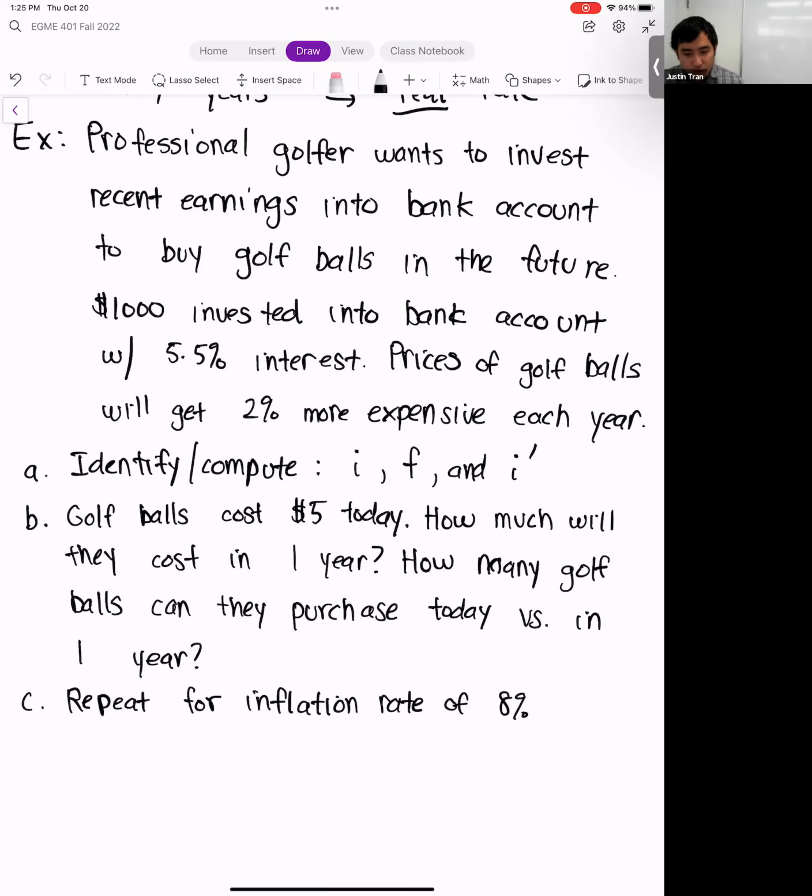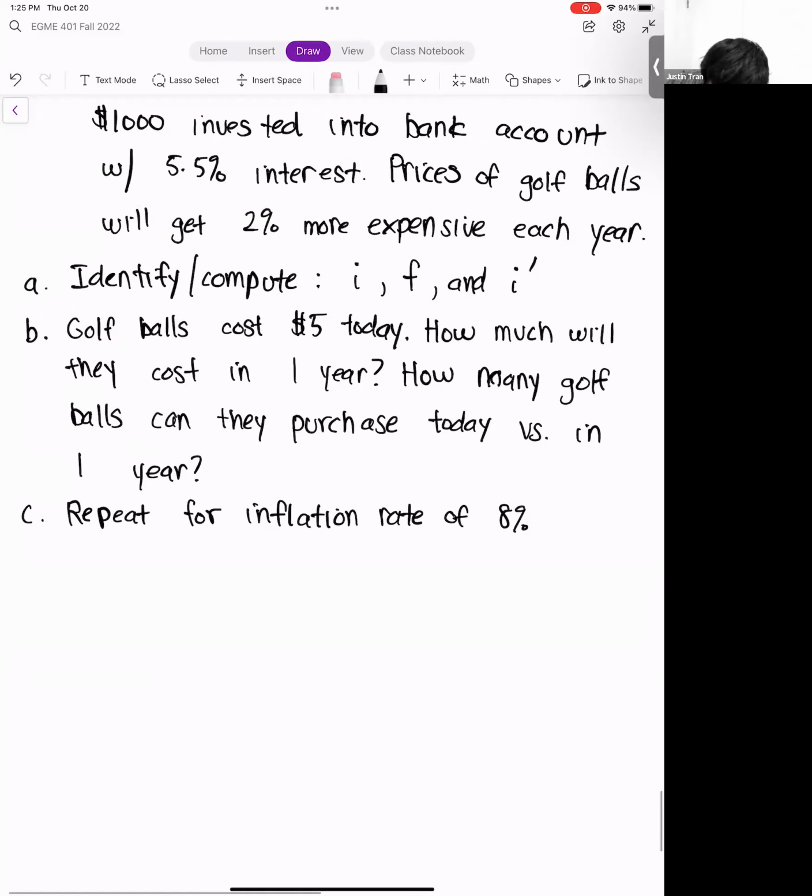Okay. All right, so let's go ahead and do this problem. And so let's go ahead and do part A. And so part A, we need to identify what the market rate is, what the inflation rate is, and what the real rate is.